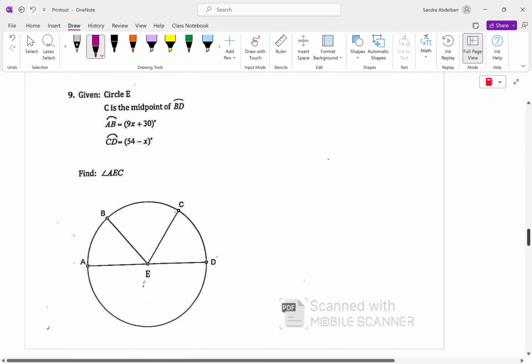All right, I'm going to skip this independent number 8. Let's go to number 9.